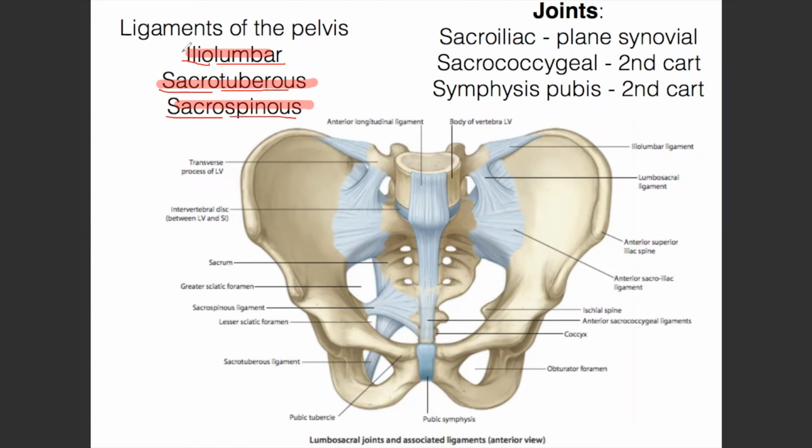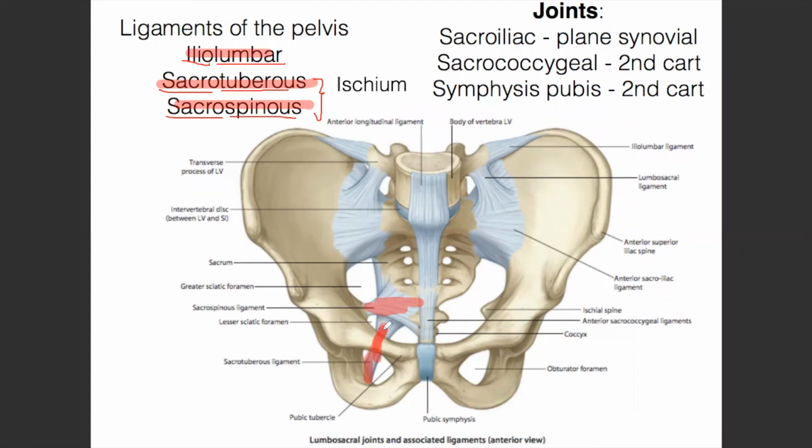So it's not that important to know which part of the sacrum exactly, but it's more important to know the tuberous and the spinous are both of the ischium specifically. So the ischial tuberosity and the ischial spine. Okay, and also it's useful to know which ones they are as well. So it's important to know that this one is the sacrospinous ligament, and this one is the sacrotuberous ligament.